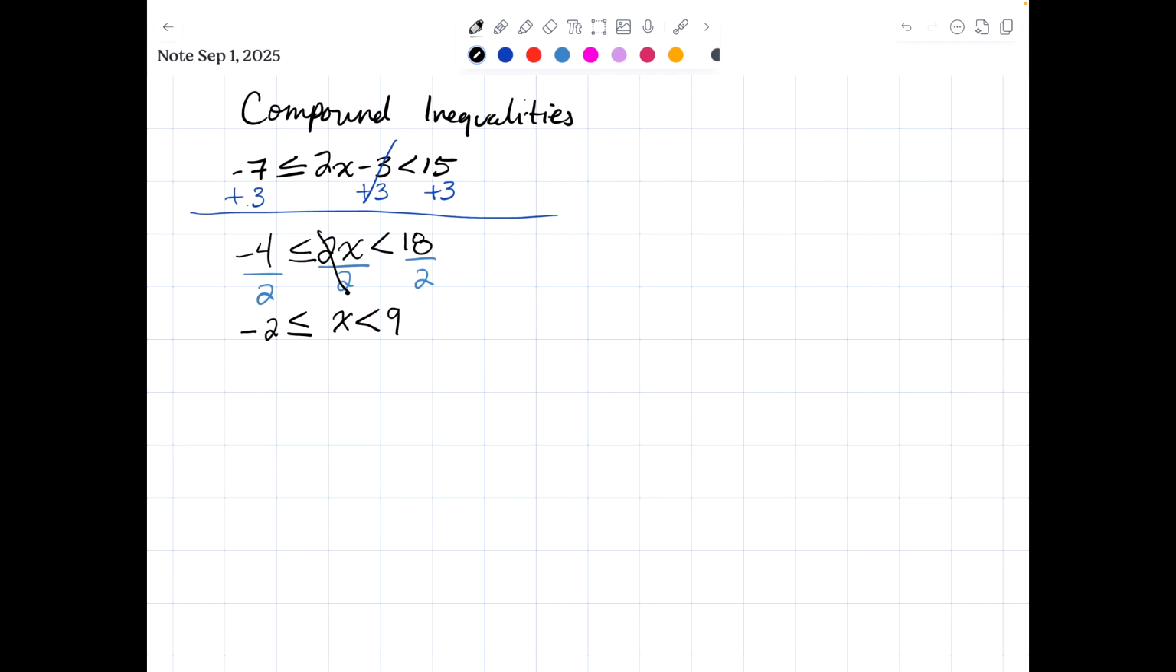So let's put that in set builder notation. Remember, we need the curly bracket, the variable in question, which is x, such that, and then we just bring the restriction. -2 is less than or equal to x, and x is less than 9. And we close the bracket.